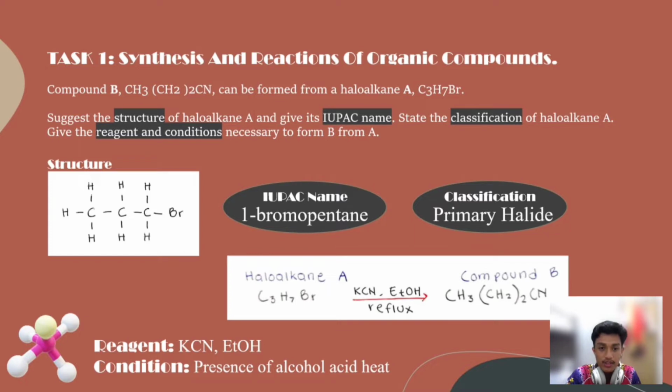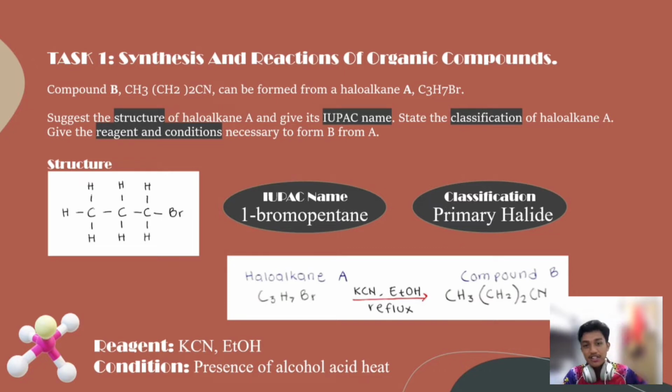And we have a structure here which is C3H7Br. The IUPAC name of this structure is 1-bromopropane because it has a single bond and Br here, so we will name it 1-bromopropane. And the classification for this structure is primary halide.